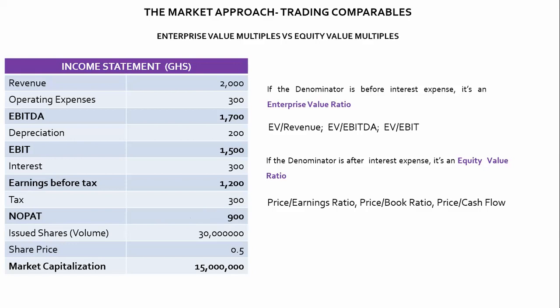There was a time somebody asked me, he was valuing a business and everything was in the negative. So the person was confused, saying that if the business is making losses, how do you place a value on it? But remember, the company also has assets. It has generators, it has computers, it has so many things that necessarily isn't profit. So if you are valuing a business using the trading comparables approach, and earnings before tax is a loss, EBIT is also a loss, then you may have to use the revenue multiple.